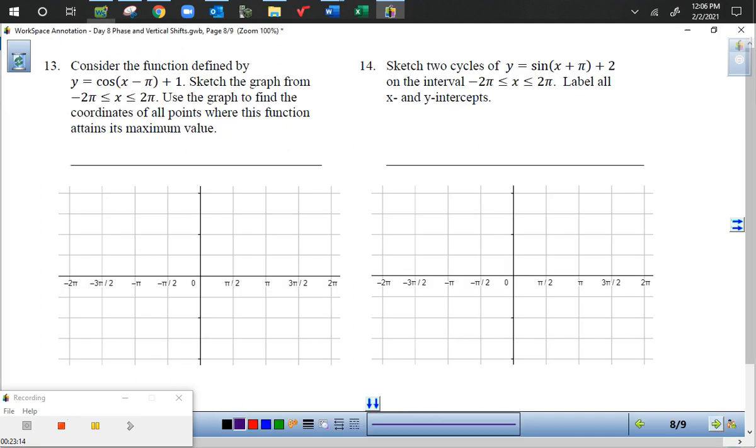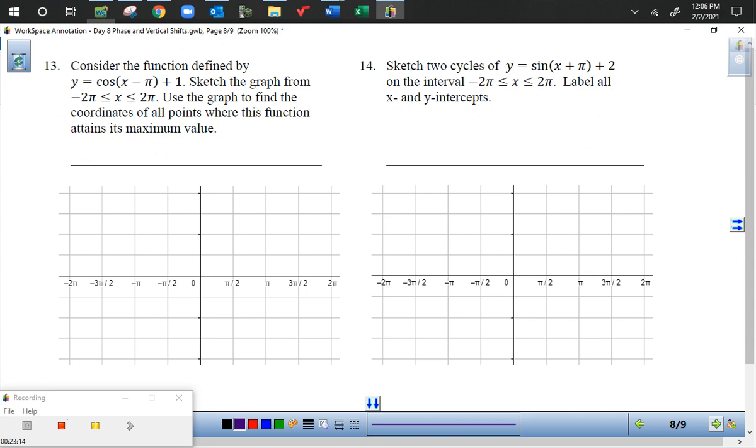We're going to do a couple more graphs to make sure that we can do both a translation left and right and a translation up and down at the same time. This is the first graph we've seen with both. Okay, we'll do the first one together, and I'll have you do the second one on your own.